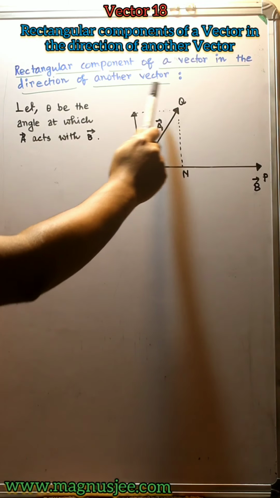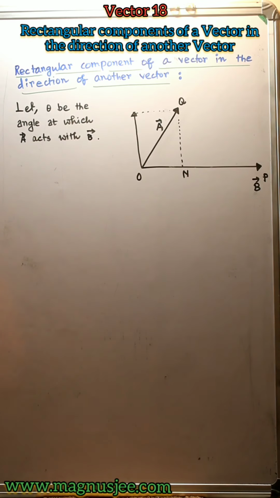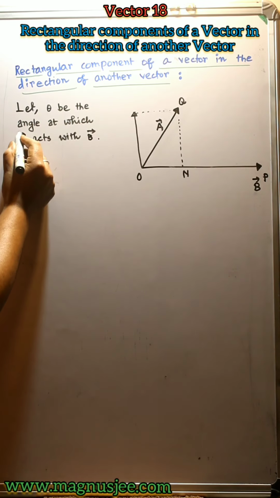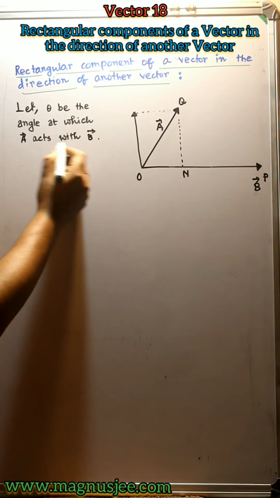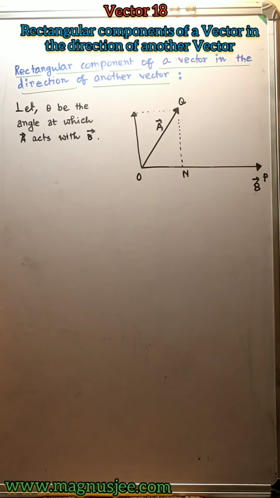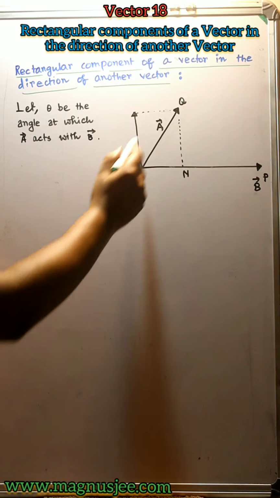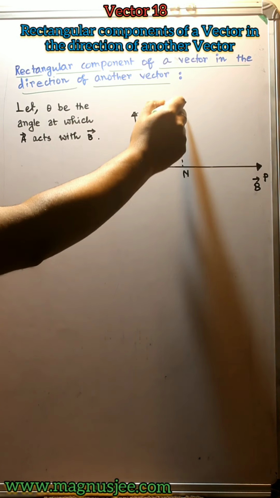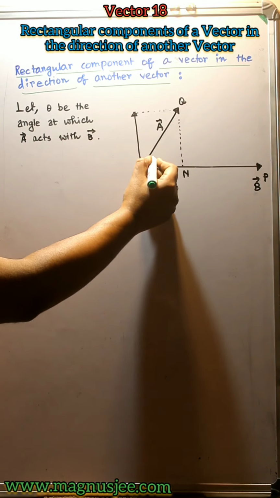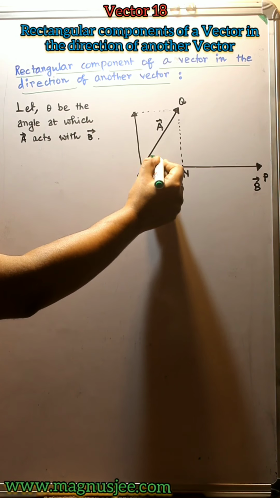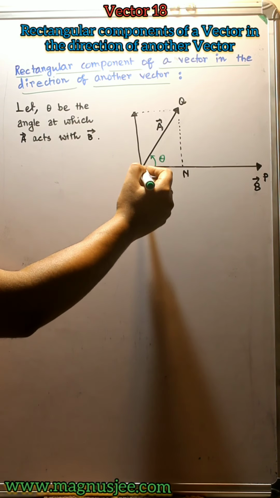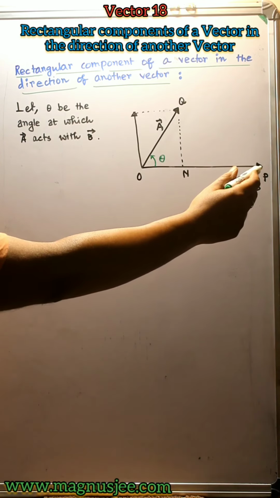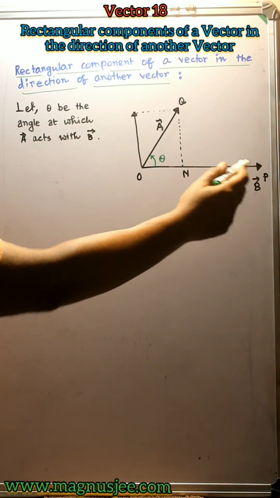Rectangular component of a vector in the direction of another vector. Let theta be the angle at which vector A acts with vector B. Vector A acts in the direction OQ, and this vector A acts at an angle theta with the other vector B. Vector B acts in the direction OP.